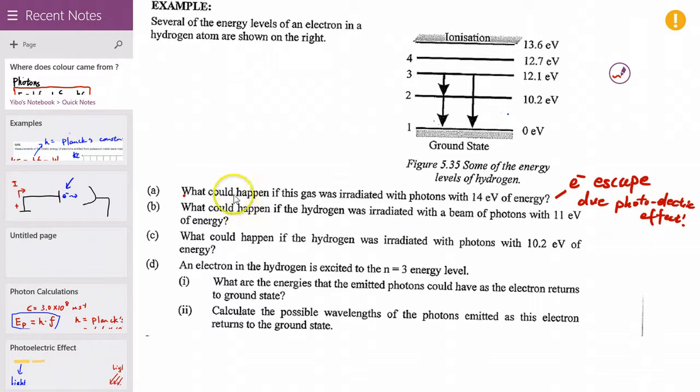Now, question B. What would happen if the hydrogen was irradiated with a beam of photons with 11 electron volts? Okay. So 11 electron volts is in between energy level 2 and 3, but not exact. So nothing would happen. In order for the electron to get excited to a further energy level, the energy of the photon striking it has to be exactly the same as the energy gap between its energy levels.